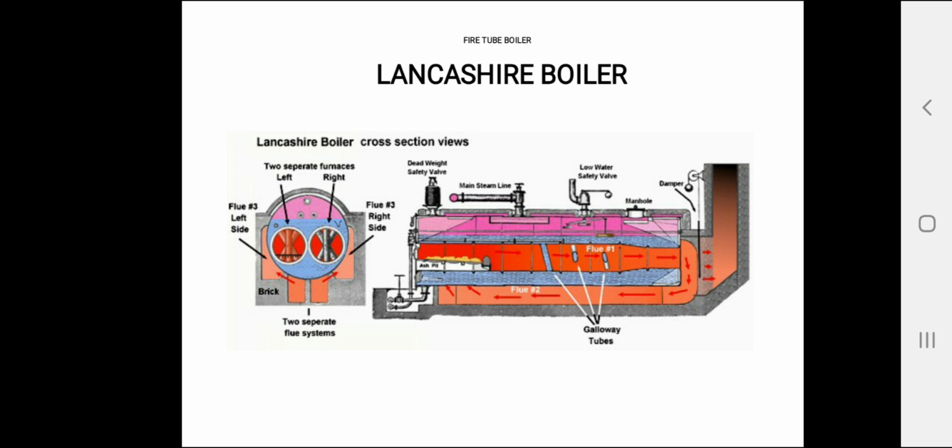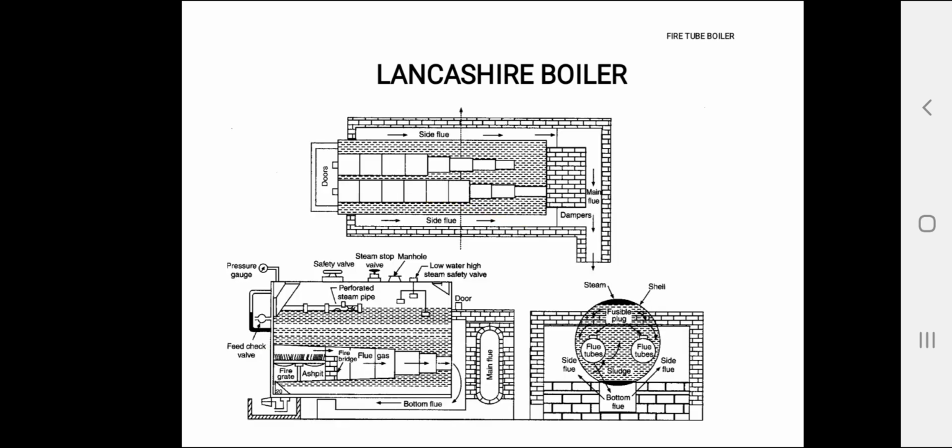The water inside the cylinder, which surrounds those tubes, gets heated. The dotted line shows water. It gets heated from all sides, and the maximum heat is extracted and transferred to that water to increase its temperature. Later on the steam is taken out from the top side. The safety valve is fitted, the pressure gauge is fitted, and the steam stop valve. The low water, high steam safety valve is fitted here.